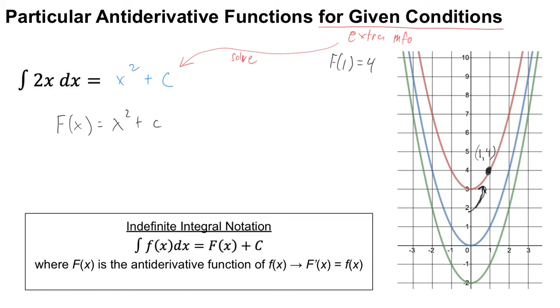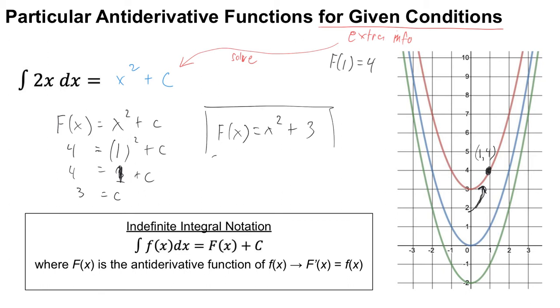With that, we can say if the x value is 1 and the y value is 4, then we'll be able to solve for C and get 4 is equal to 1 plus C, and find that C is equal to 3. So we can say that the antiderivative function for this particular one will be x squared plus 3. And that makes sense because here is the shift up by 3, which matches with that 3. So it makes total sense. So let's practice in the next part.